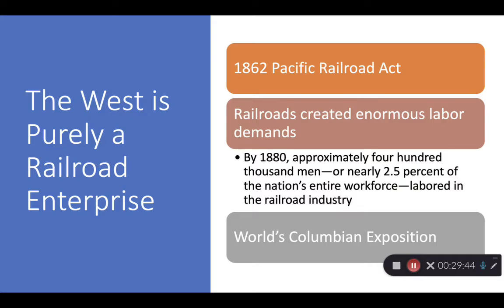lot of jobs. By 1880, approximately 400,000 men, or nearly 2.5% of the nation's entire workforce, labored in the railroad industry. Okay, so government incentives were offered for men who were willing to contribute to the development of the nation's first continental rail line. And we kind of see this really culminate with the World's Columbian Exposition.